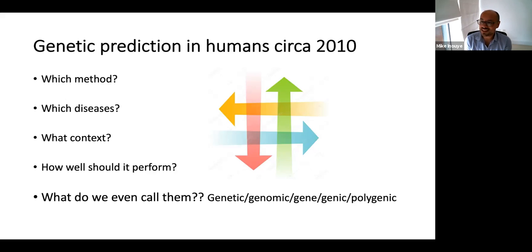And I guess you'll see my terminology morph and evolve over time. We've called these things genetic scores, genetic risk scores, genomic risk scores, and polygenic scores. So this terminology has morphed over time, but I think we've settled on something at least now.